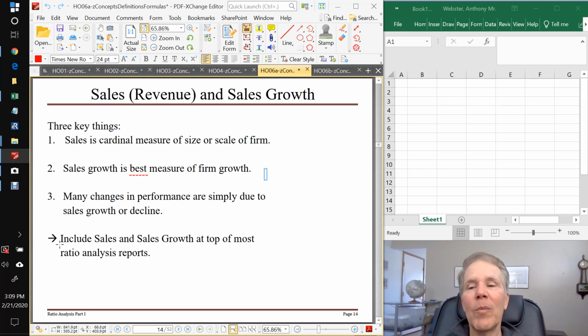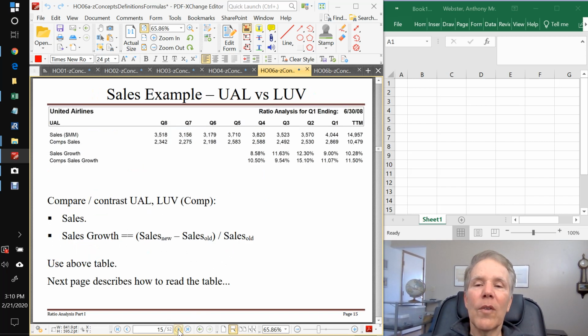Okay, great example of that for many years was Google. Google became more and more profitable just simply because their sales were growing fast and they had very, very little variable cost. Same thing with Microsoft, same thing with Facebook. Okay, so we're always going to want to look at sales and sales growth.